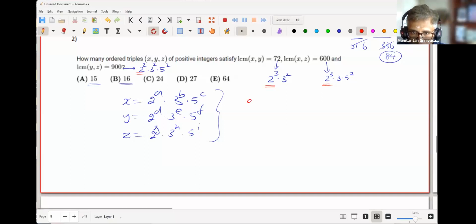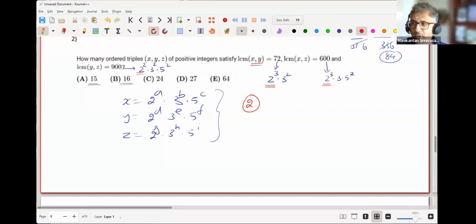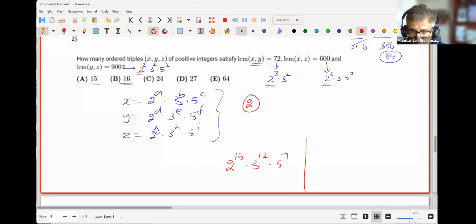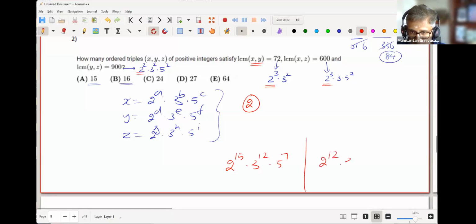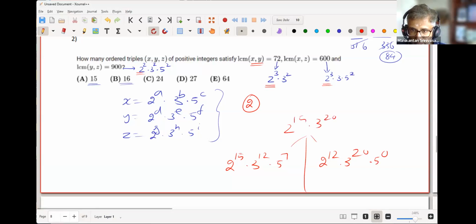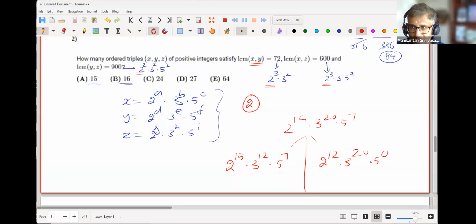So let's focus just on 2s. Just on 2s, what is the LCM of any 2 numbers? It's the maximum occurrence of that prime number, right? Let's say in another example, we have 2 power 15 into 3 power 12 into 5 power 7 as one number. And another number is 2 power 12 times 3 power 20 times 5 power 0. Does not have. So the LCM will be the maximum occurrence: 2 power 15, 3 power 20, 5 power 7. The maximum occurrence, right?